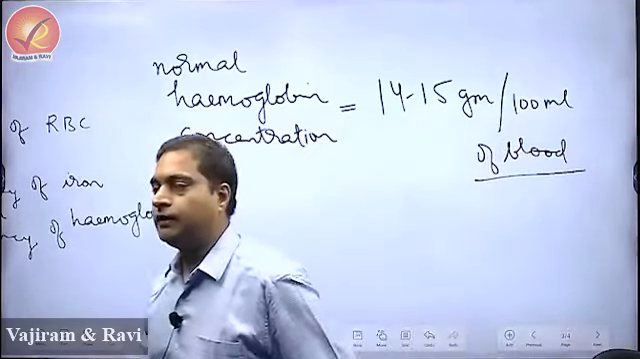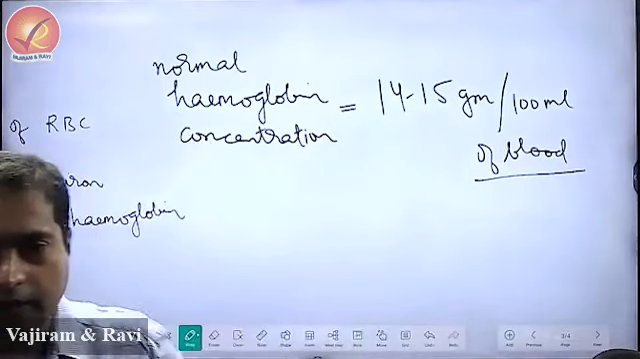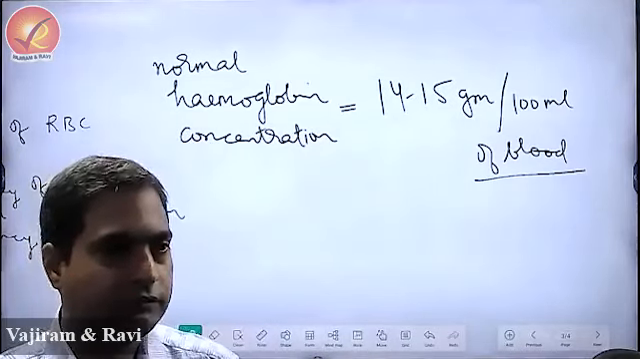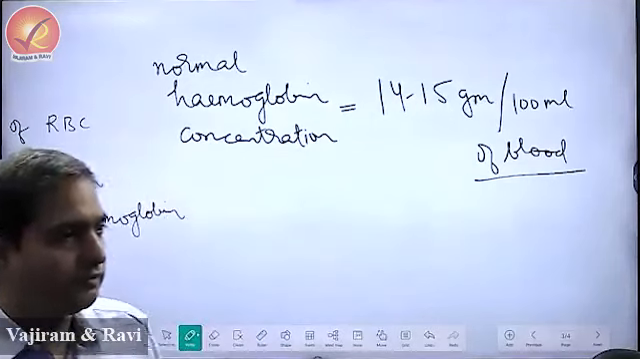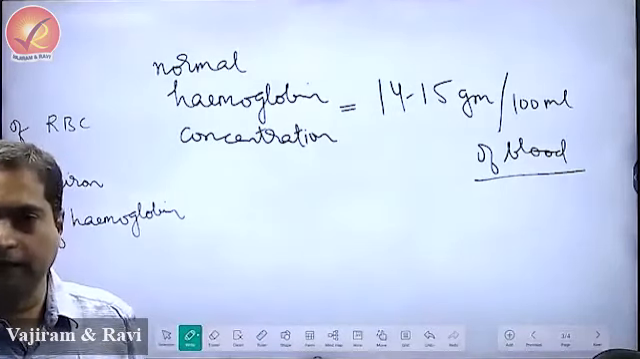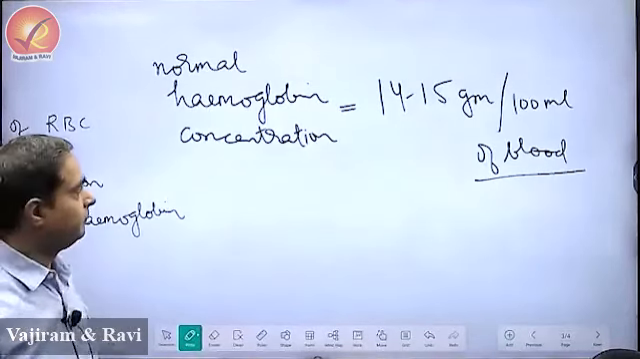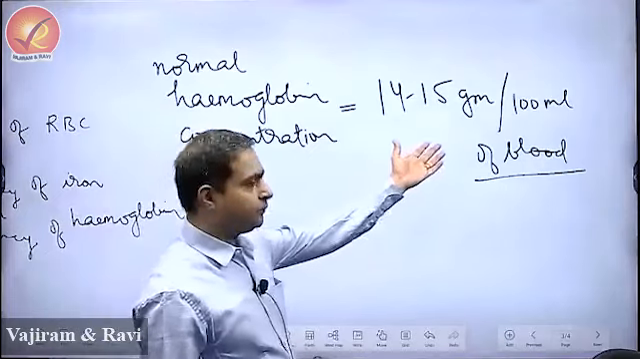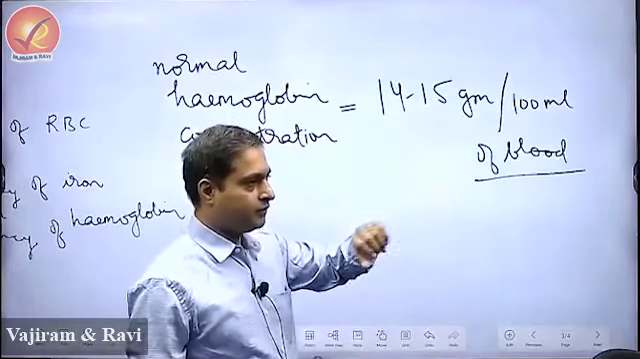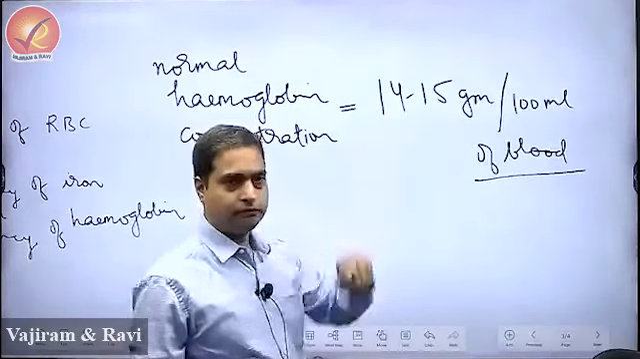It will vary. Definitely in males it will be higher and lower in females. In males 15 gram, in females 14 gram. So this is the ideal value for hemoglobin in your body. In males 15 gram per 100 ml of blood, the optimum level. In females 14 gram.